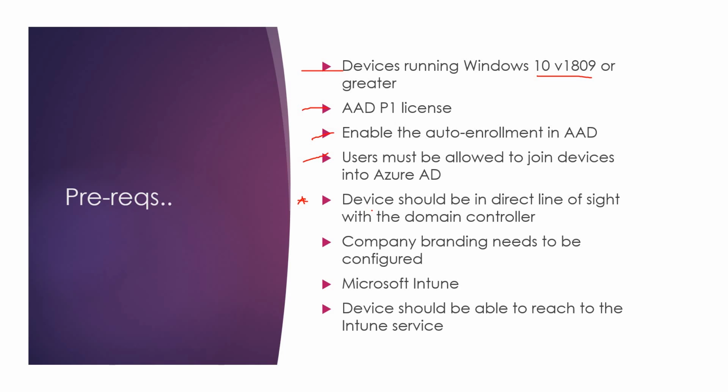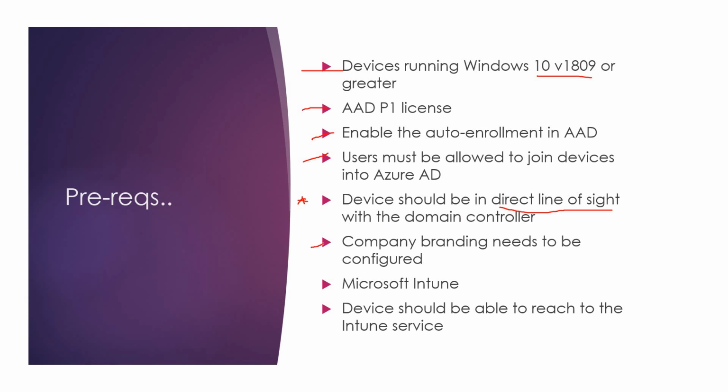We will explore and do a deep dive into this prerequisite. But this is a mandate, and again, you can also say that this is a difference between a normal Autopilot and a hybrid Azure AD Autopilot. The device needs to be in direct line of sight with the domain controller. We will discuss what exactly I mean by direct line of sight, but just keep this in mind.